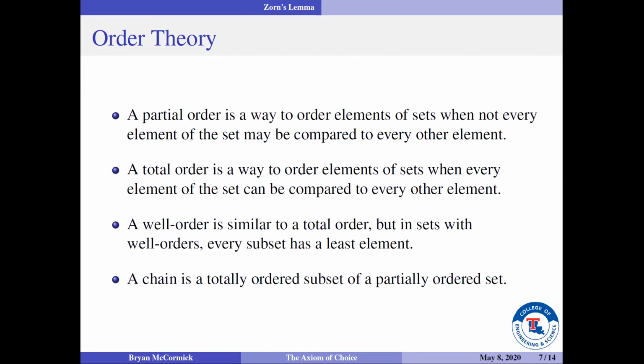A total order is a way to order elements of sets when every element of the set can be compared to every other element. So for example, the real numbers. Every real number is less than or greater than or equal to every other real number. And a well order is similar to a total order, but in sets with well orders, every subset has a least element, like the natural numbers. Any subset of natural numbers always has a least element. And a chain is just a totally ordered subset of a partially ordered set.